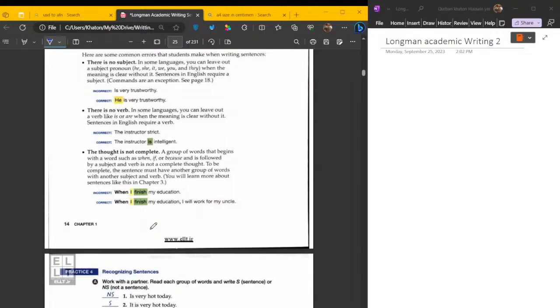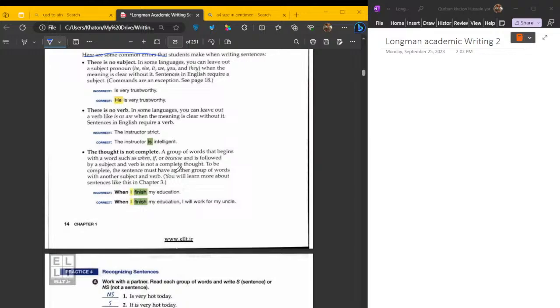Here are some common errors which students make in writing. So there is no subject. Is very trustworthy. He is very trustworthy. Is very trustworthy is incorrect if you are not using a subject. Or there is no verb. If you are not using a verb, supposedly, the instructor strict. The instructor is strict, is intelligent. Okay, so is the verb.